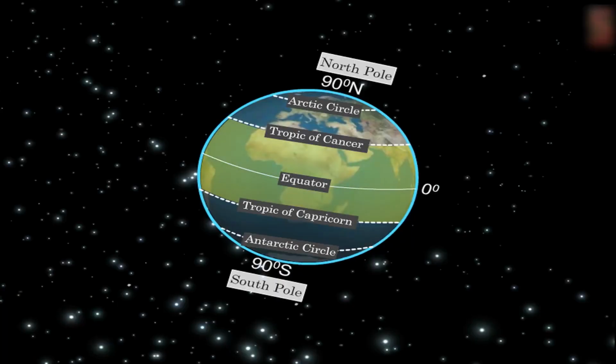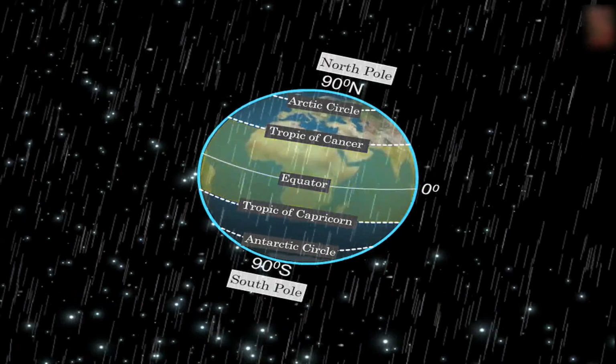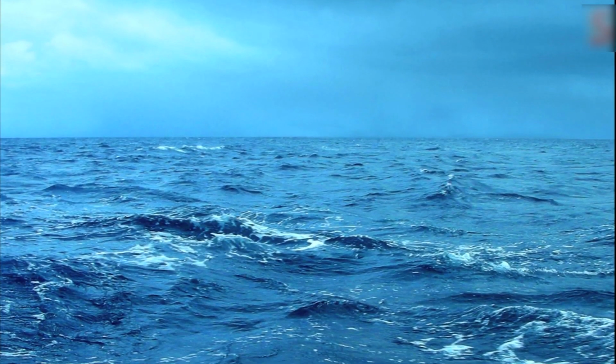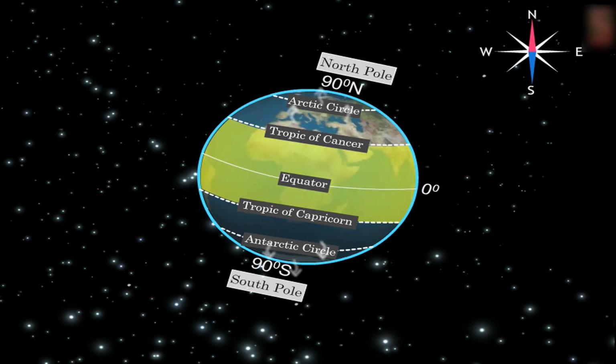The precipitation is another important factor that causes the ocean currents. With the equatorial regions experiencing highest rainfall, there is an increase in the sea level. This results in the north and south movement from the equator.